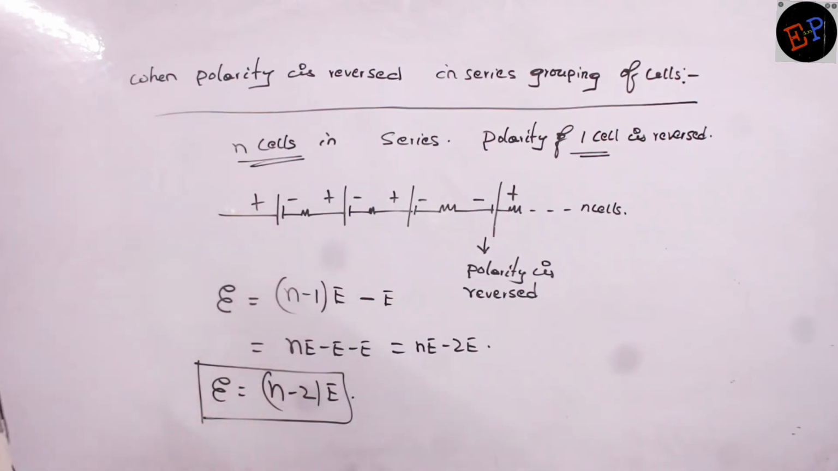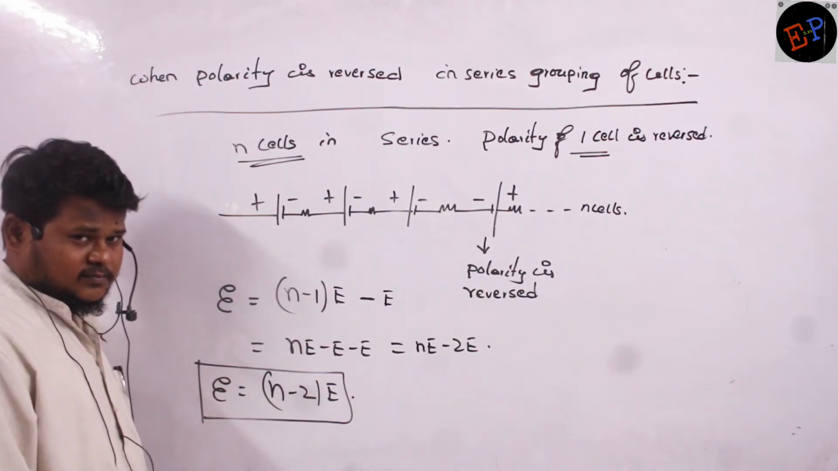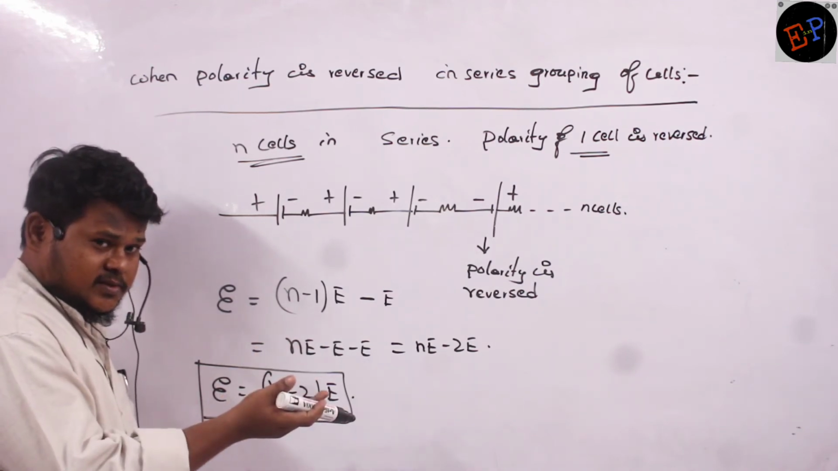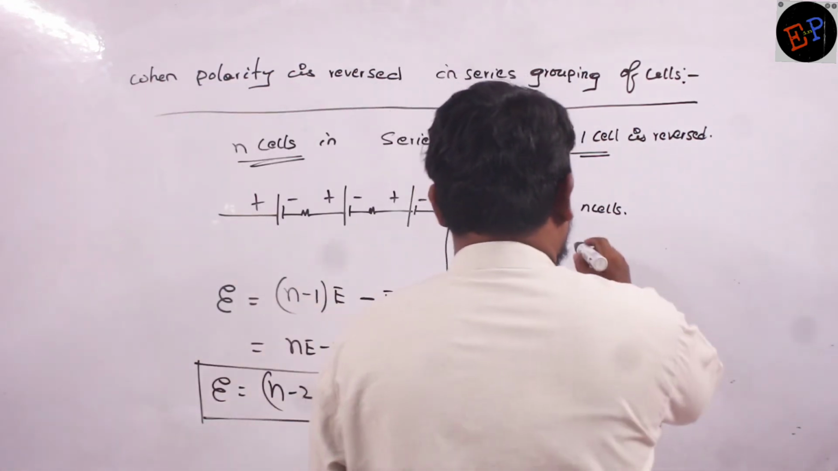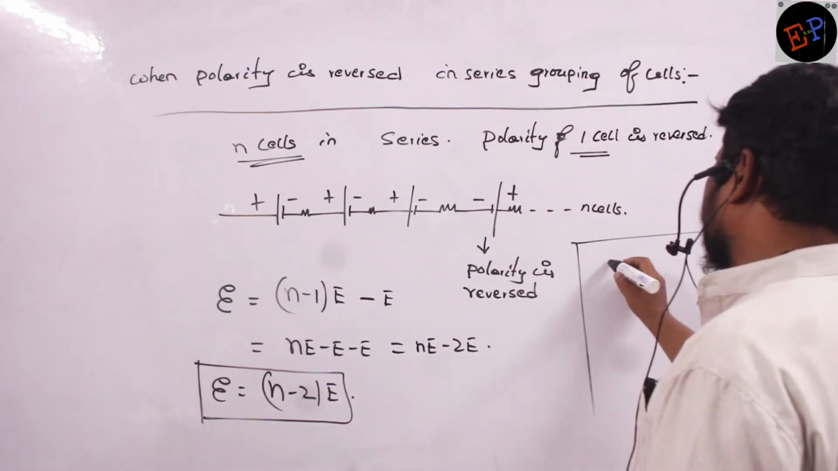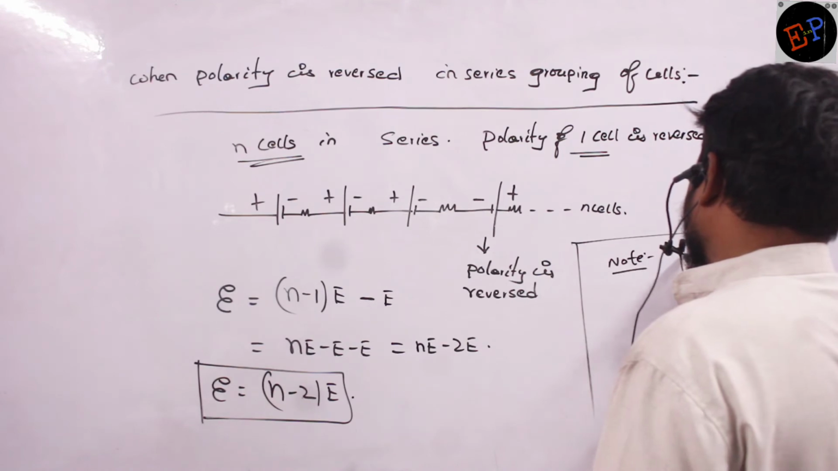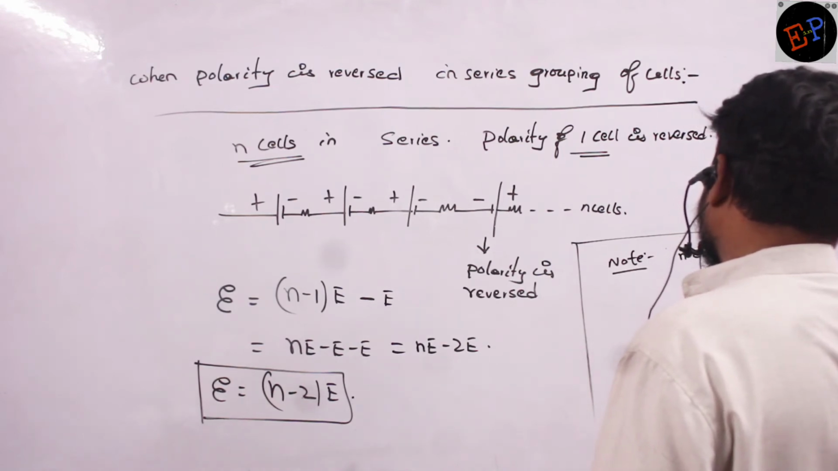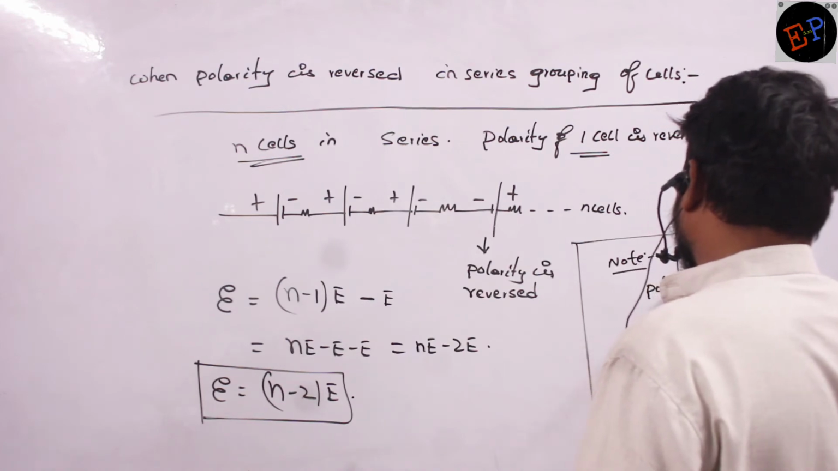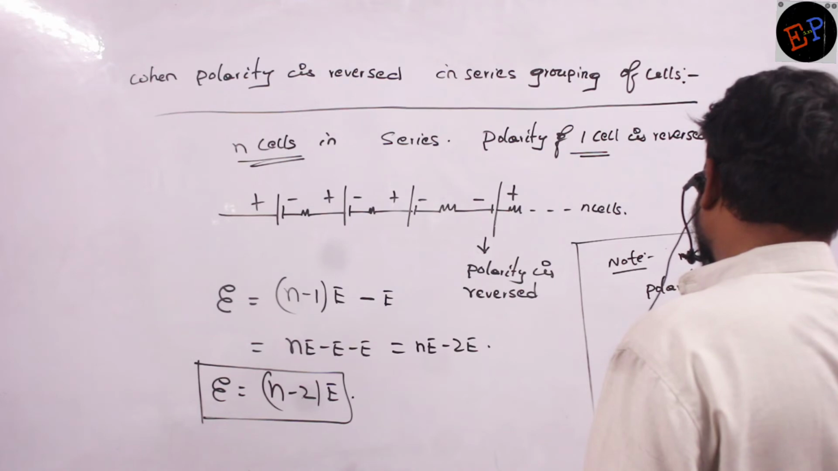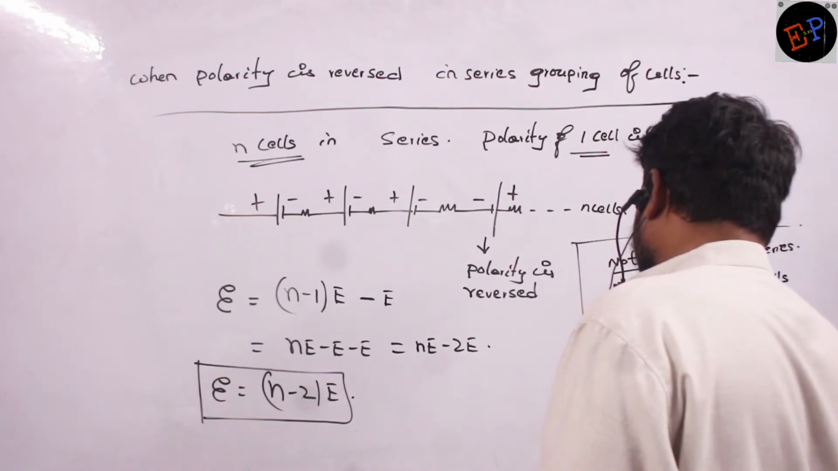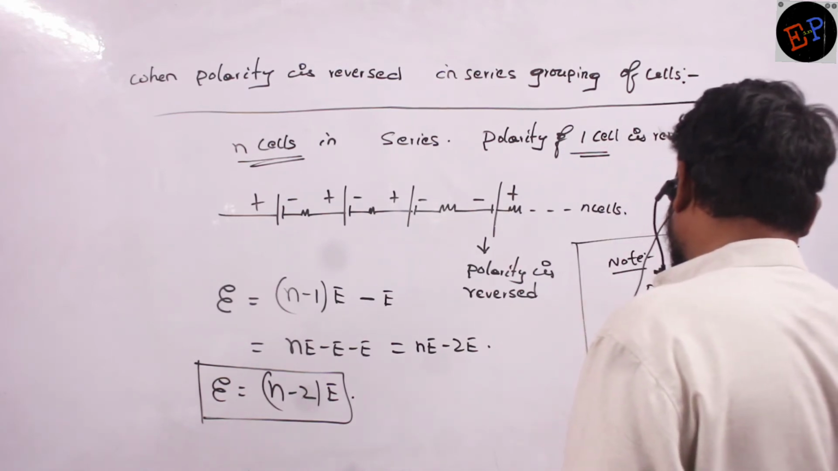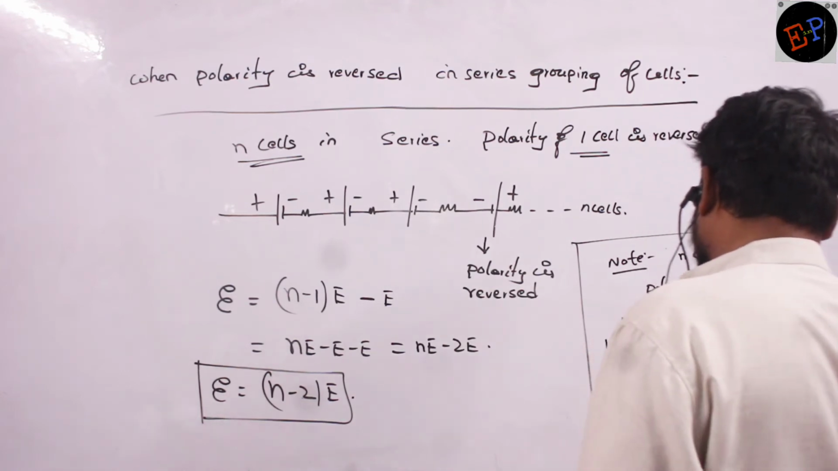If one cell is connected in opposite polarity, we subtract 2E. If two cells are connected in opposite polarity, instead of 2 you have to write 4. 3 cells, 6. 4 cells, 8, like that. Understood? So the general statement: N cells in series, polarity of M cells is reversed. Then the effective EMF is N minus 2M multiplied by E. This is the general equation.